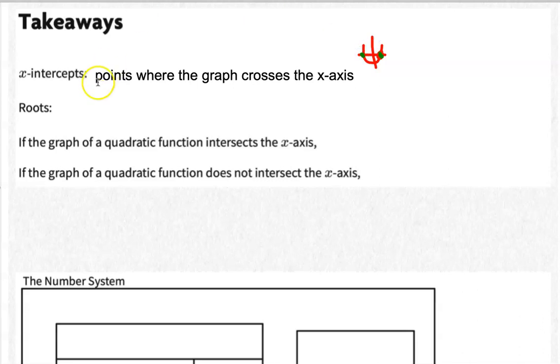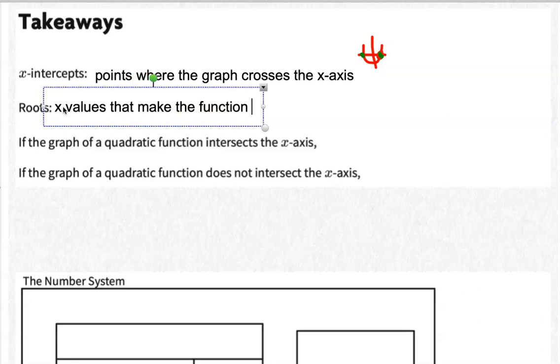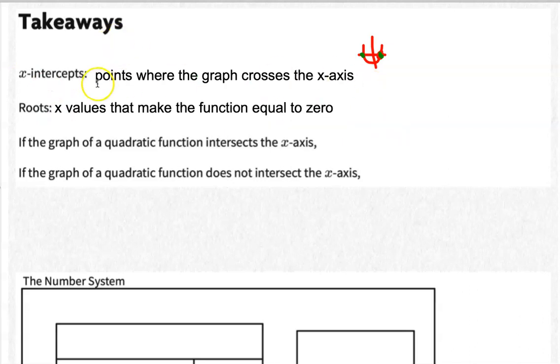Okay. Roots then are x values that make the function equal to 0. Okay, so something important to note here: every x-intercept, when you plug it in the function, would make it 0, but we also sometimes have imaginary solutions that make our function 0.